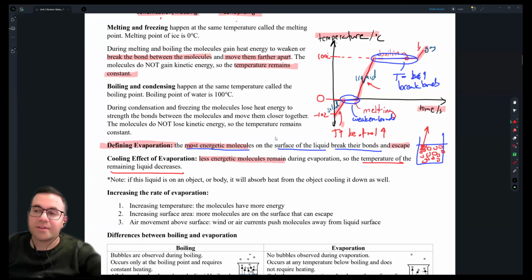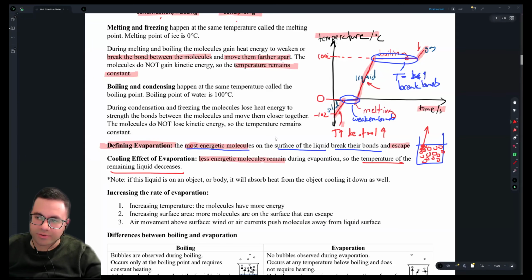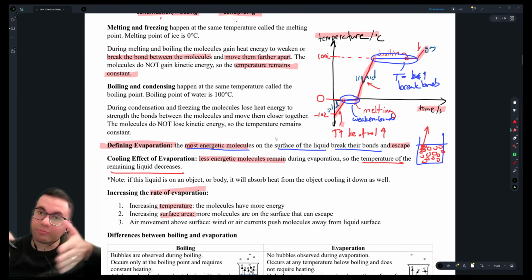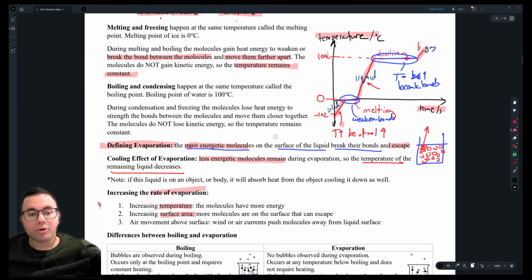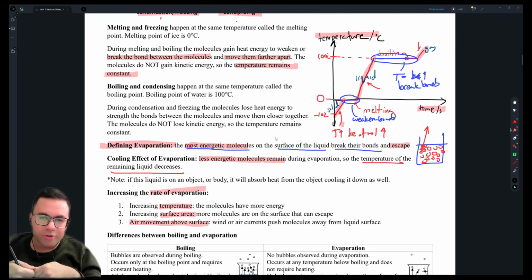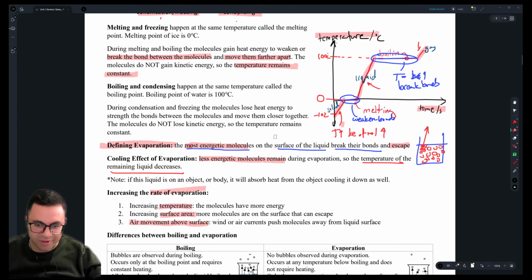There are three ways to speed up evaporation. You can increase the rate of evaporation by either increasing the temperature, or increasing the surface area, because this means you have more molecules on the surface, or allowing air to move over the surface. We call these air currents. Turn on a fan, blow on your soup. All of these things would cool down your liquid because it increases the rate of evaporation.